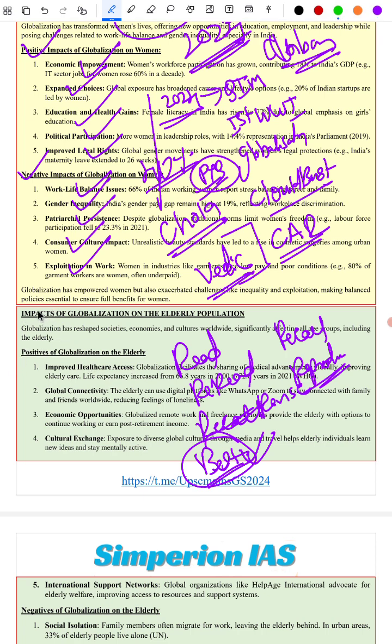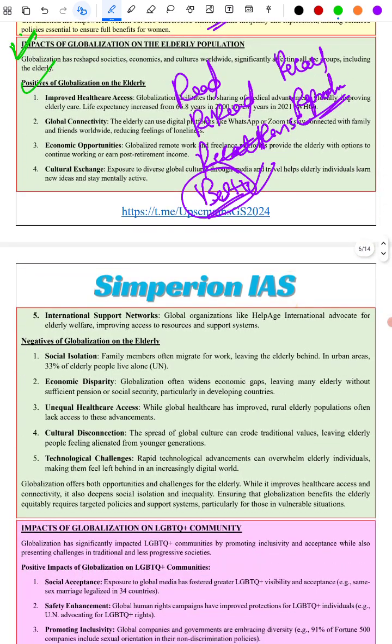Next is the impact of globalization on the elderly population. Positive and also negative, we have discussed, I think, 5 points each. This is another PYQ question. I think this question was already asked in the last 5 years as well.